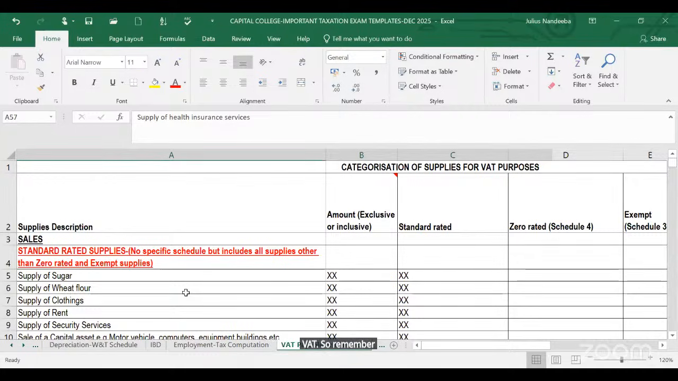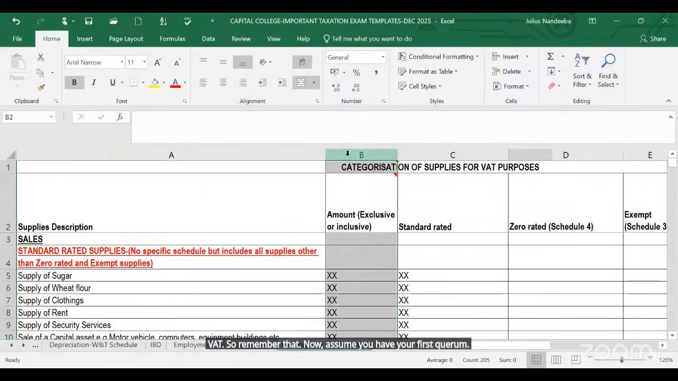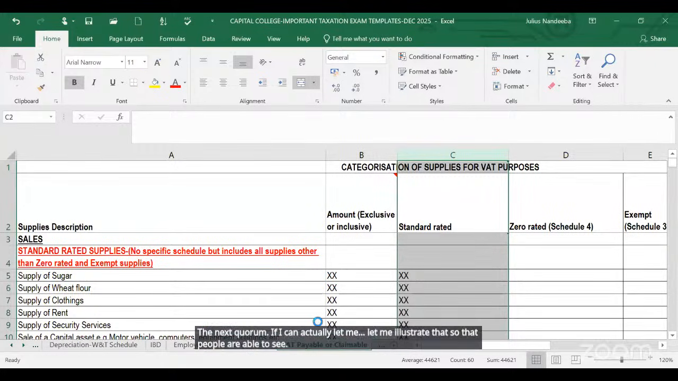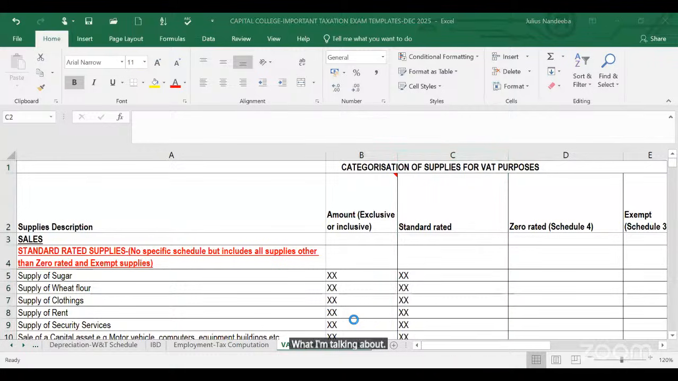So remember that. Now, assume you have your first column. The second column is where you're putting the tax treatment, whether an item is standard rated, 0 rated, exempt, or deemed VAT. The next column, let me illustrate that so that people are able to see what I'm talking about. So let me first share this screen as well. Because the moment you master this, your game will be done.